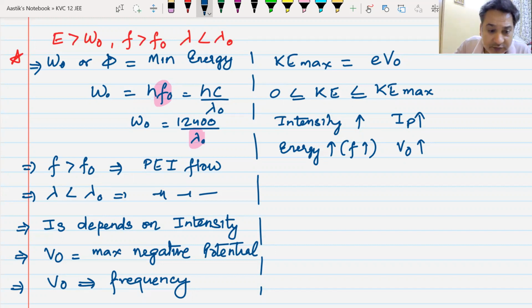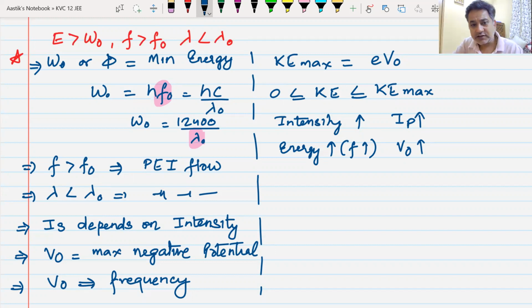Okay. If you have done this, most of the things are done. You just have to see one more thing in this chapter that is remaining, and that is known as Einstein's equation. Have you seen this Einstein's equation? Yes, sir. E equals mc square. No, that is not the one that I am talking about. Einstein's photoelectric equation. Have you seen that equation?